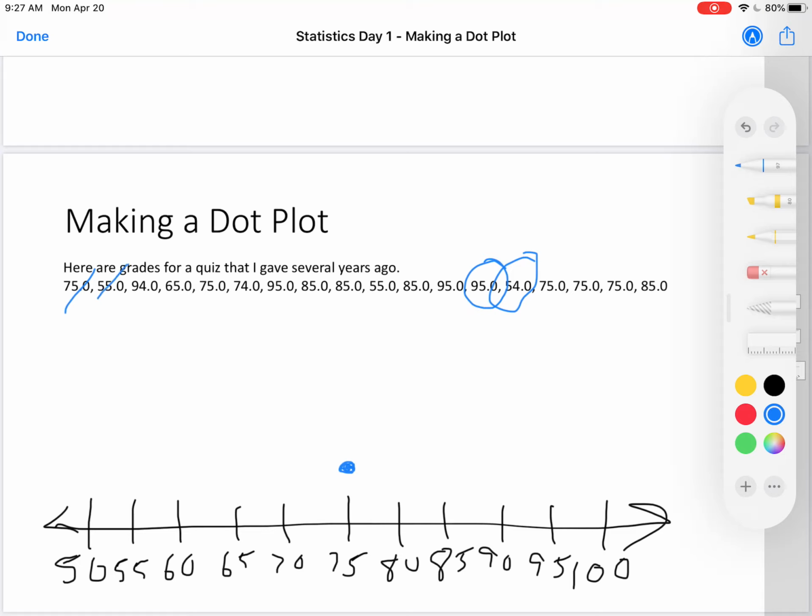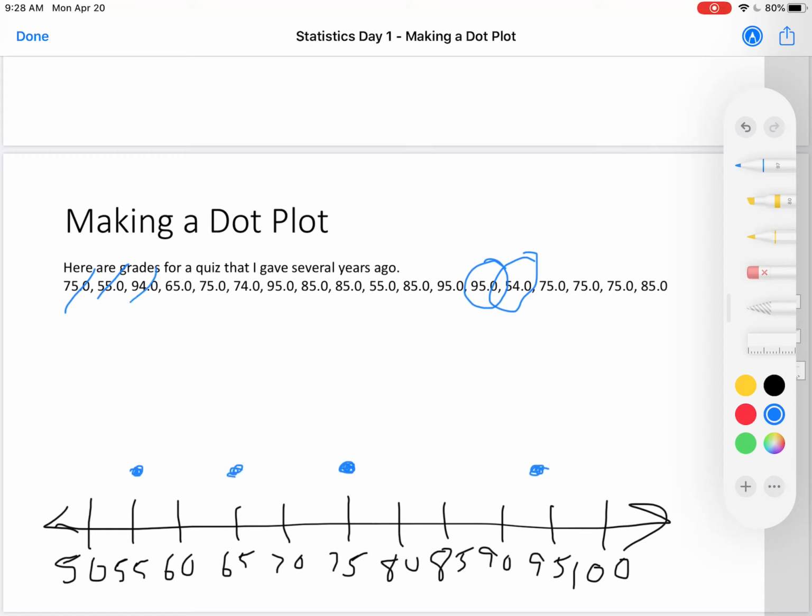55. 55 is down here. One thing I want to point out, notice how these 2 points are approximately horizontal to each other. They're at the same level. That's important. It makes it much easier to read your dot plot if you make sure that your dots all line up nicely. 94. Now 94 is not 95, so I don't want to put it above the 95. I want to put it a little bit to the left of 95. There's about where 94 would go.